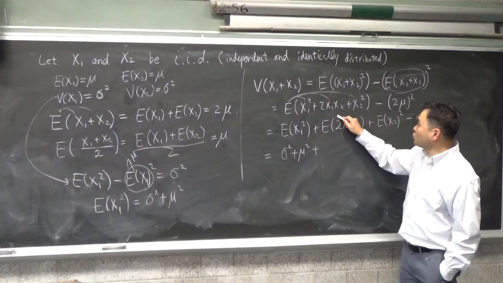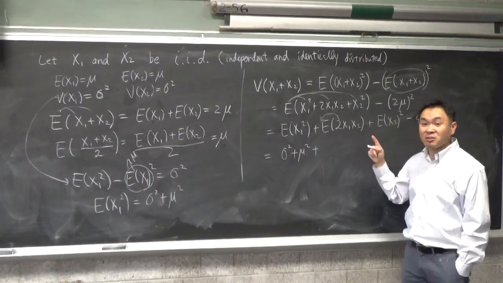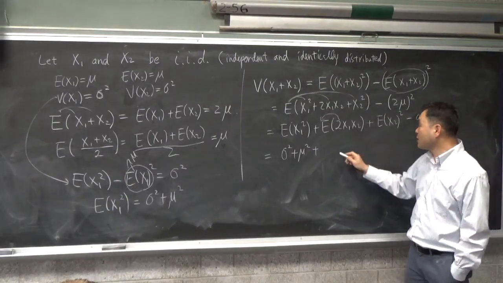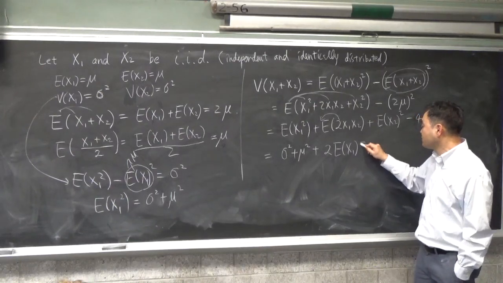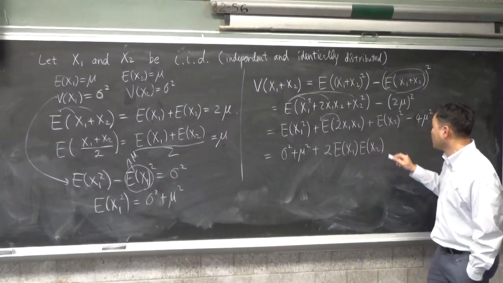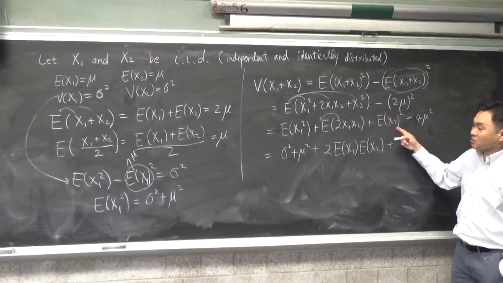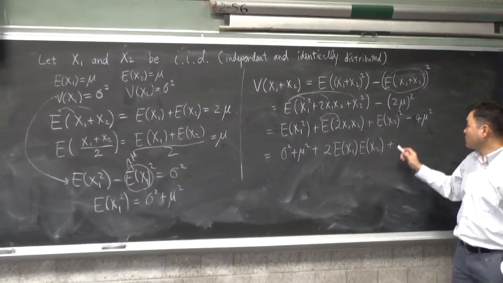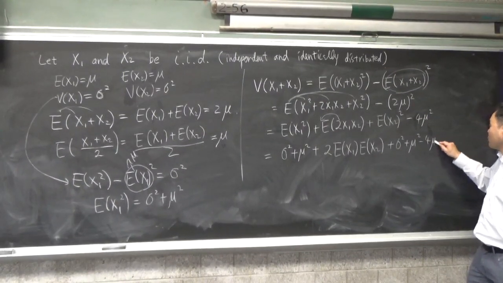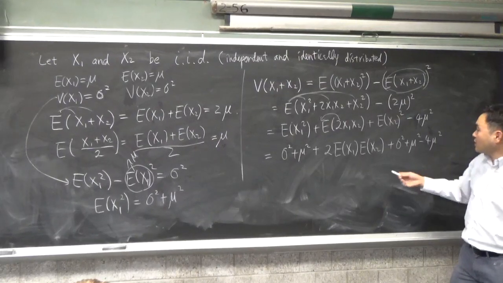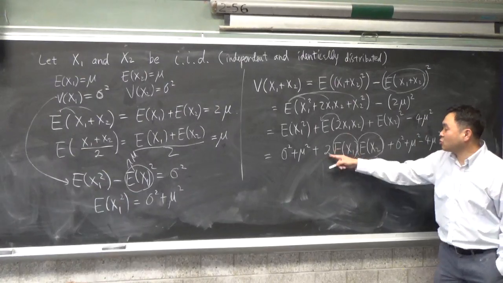This one, 2 can come in front, but E of x1 times x2, we just proved that if 2 things are independent, you can just make it as a product, right? So this is 2 times E of x1 times E of x2. And then this one, we just know that it's the same thing as that one, it's sigma squared plus mu squared, minus 4 mu squared. And then notice that this is mu, that's also mu, so it's 2 mu squared.